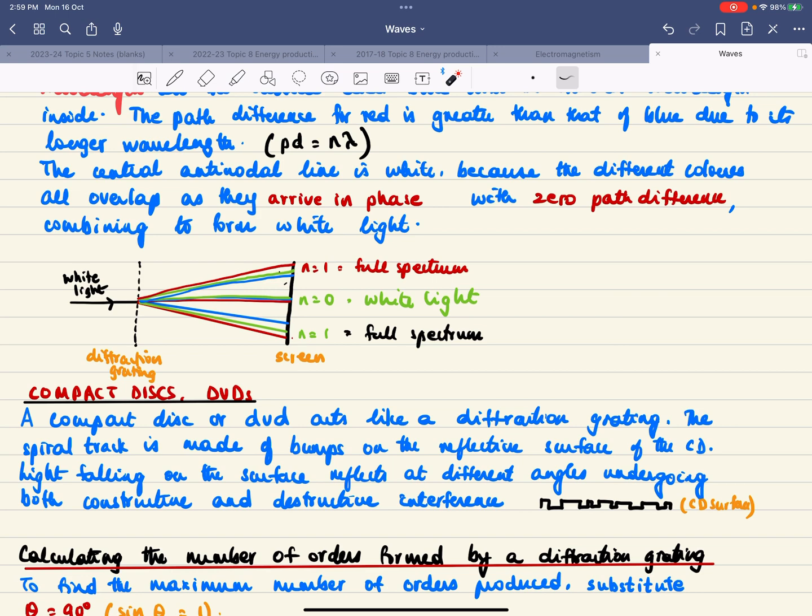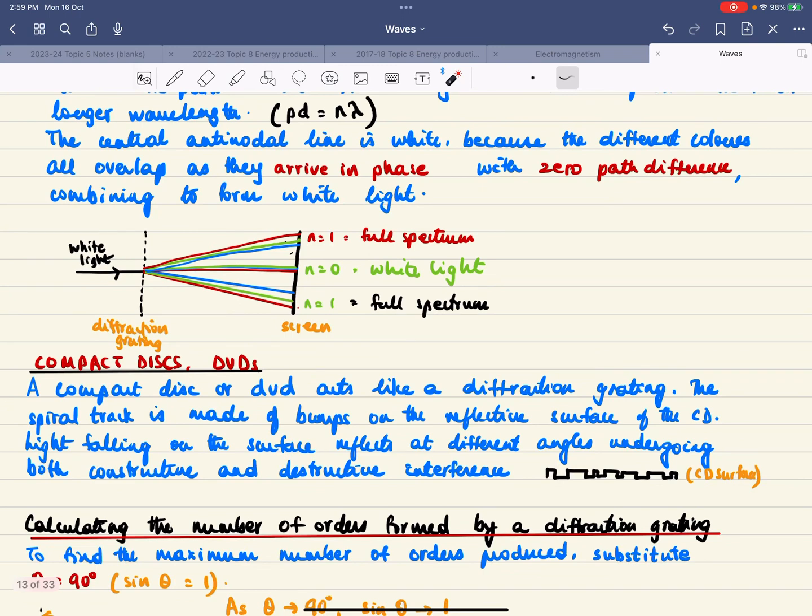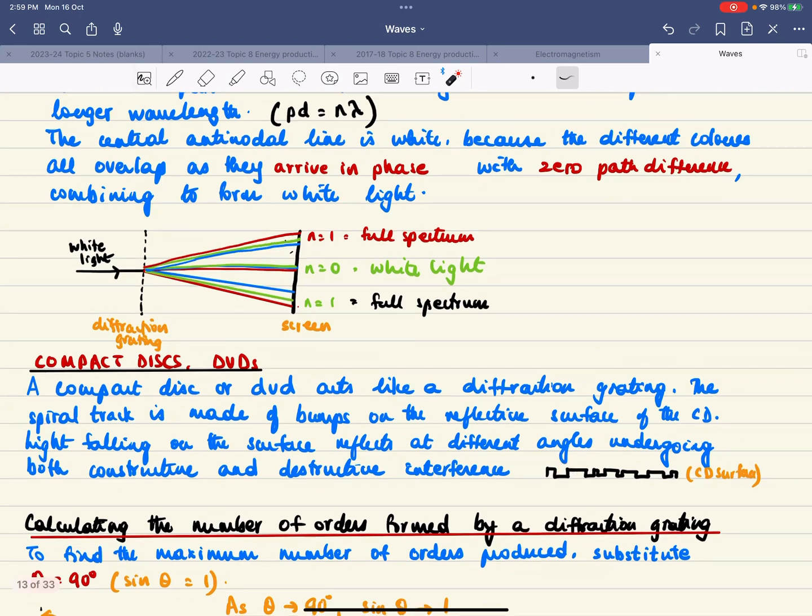Now a compact disc, or a DVD, or a Blu-ray acts like a diffraction grating. The spiral track is made of bumps on the reflective surface of the CD. Light falling on the surface reflects at different angles, undergoing both constructive and destructive interference. So this is just a magnified image of the surface of a CD. It has these pits and spaces, or lands.